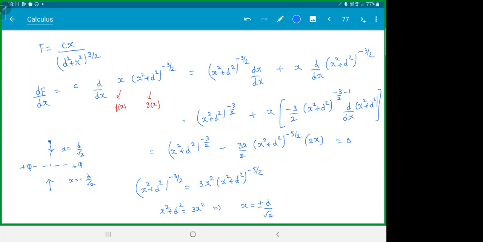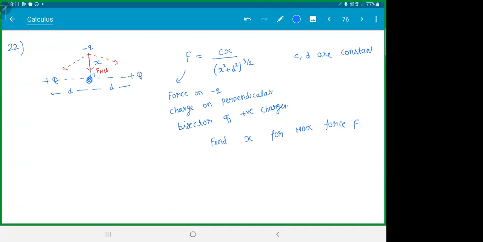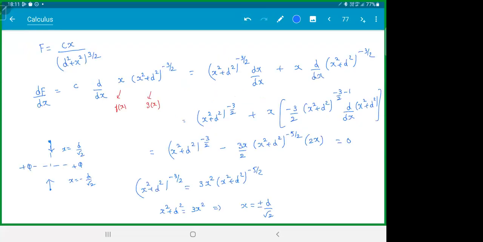And if you ask me, sir, what about minima? Minima will be 0 at the center exactly. Both the charges will push with the same force. But anyway, don't worry about that. But this is a standard result also. We will see when we do it in electrostatics. Do have a look at this. Ronak, you got it right.